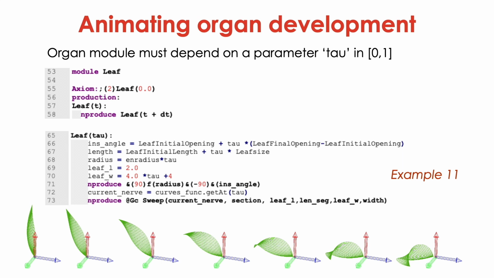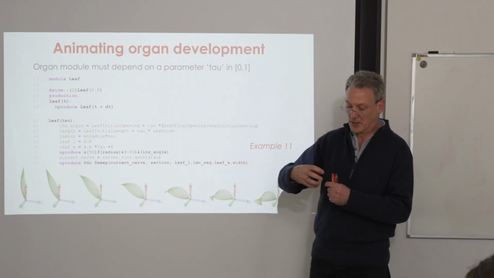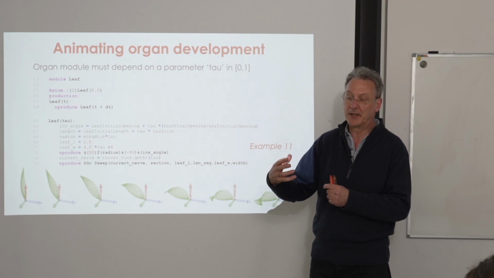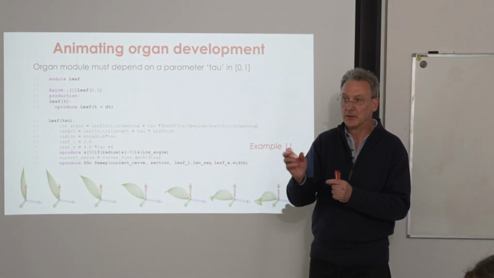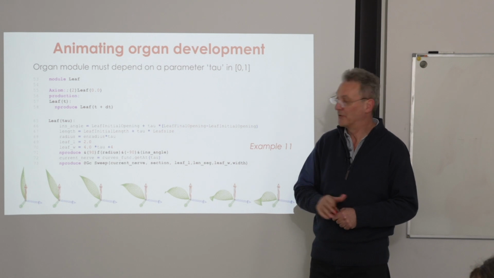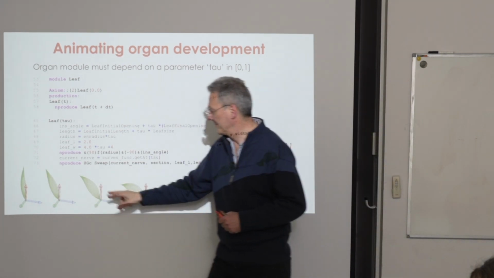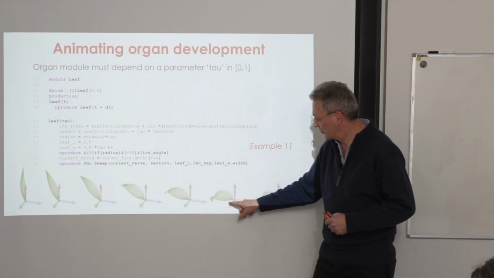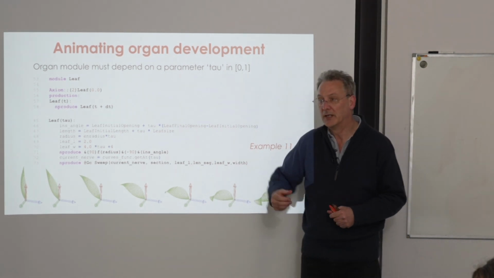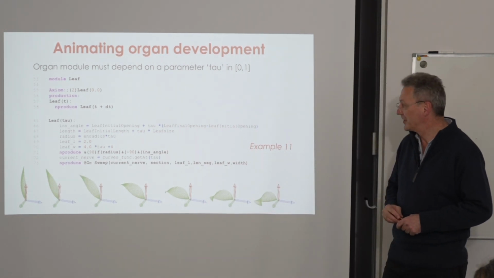With time, the leaf would be produced laterally by the stem in a sort of straight way, like this or like this, and then with time, it would curl and change the shape.